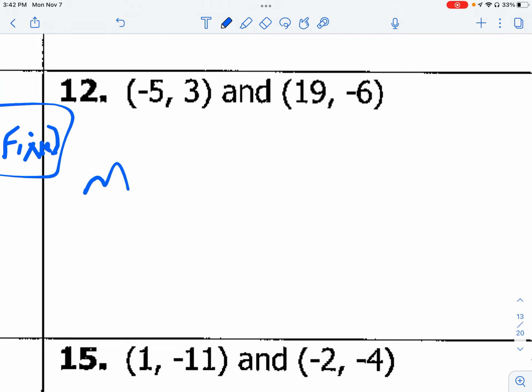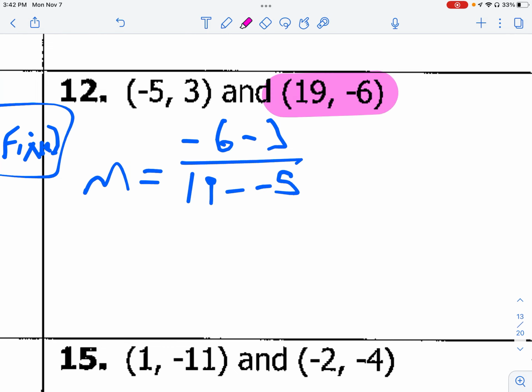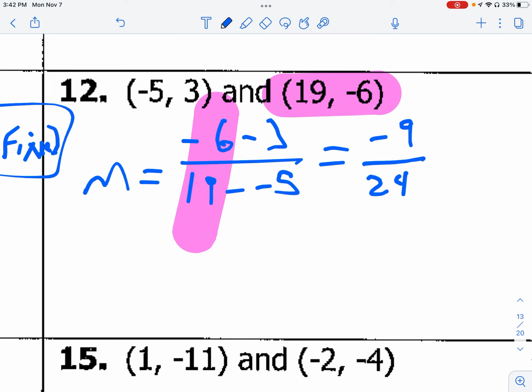Number 12. And 19 minus negative 5. Let's make sure I'm set up right. So we get negative 9 over 24, which reduces down to negative 3 over 8.